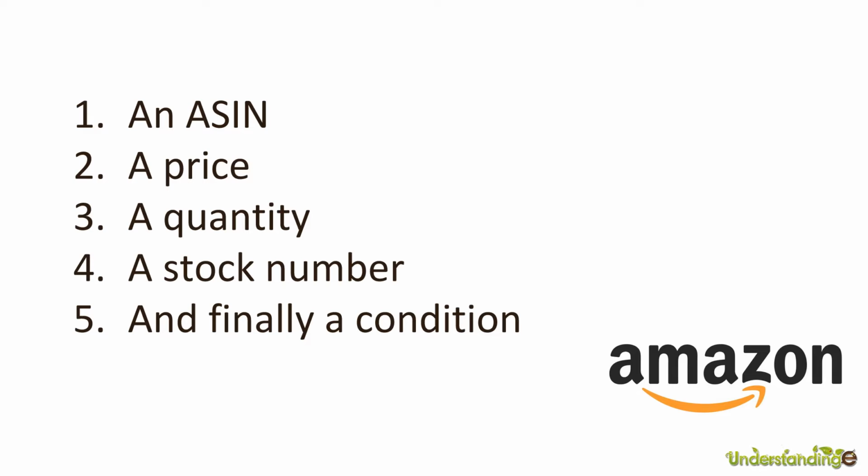And if your products are already on there, then it's as simple as 1, 2, 3, 4, 5. You need an ASIN or barcode or EAN UPC, the identifier for the product. You need a price. You need a quantity, a stock number or merchant SKU as Amazon calls it, and finally a condition.